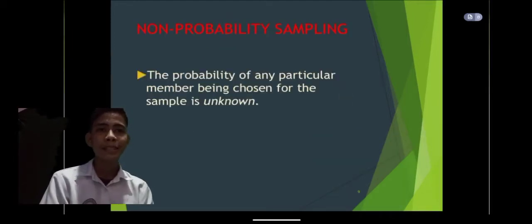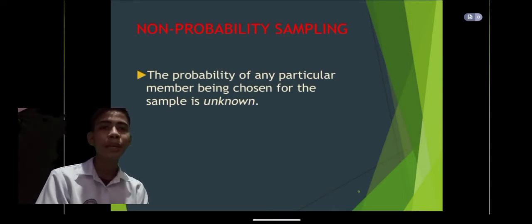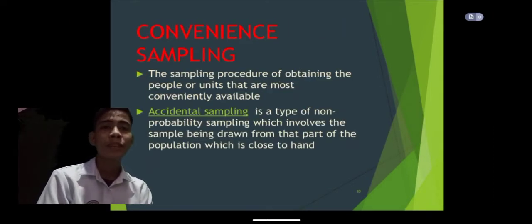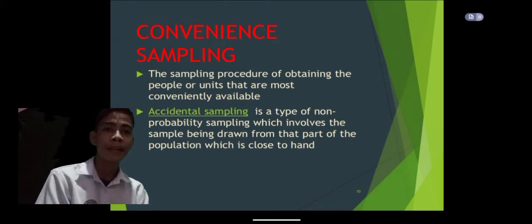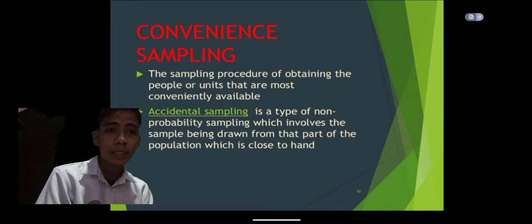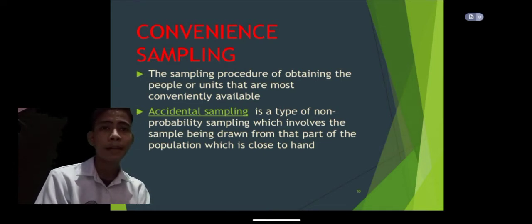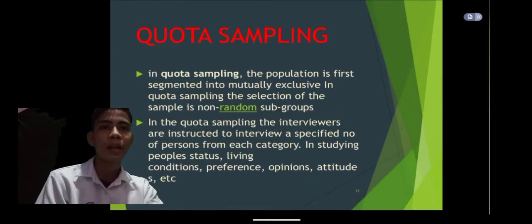So non-probability sampling is where the probability of any particular member being chosen for the sample is unknown. In convenience sampling, the sampling procedure obtains the people or units that are most conveniently available. And accidental sampling, as I said, is a type of non-probability sampling which involves the sample being drawn from the part of the population which is close to hand.